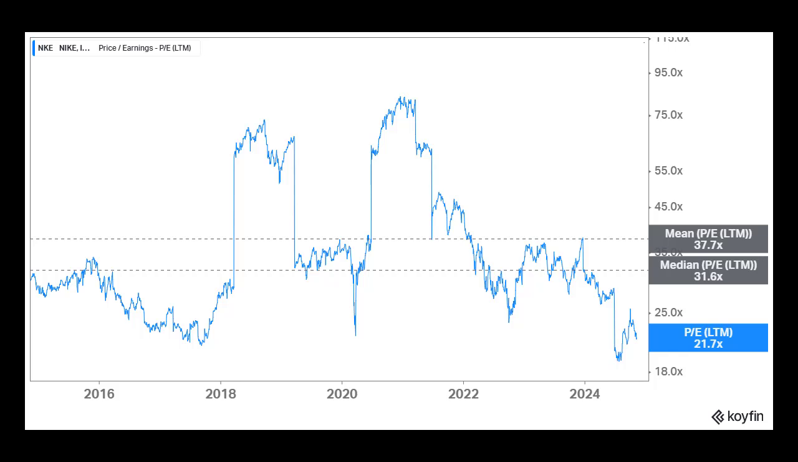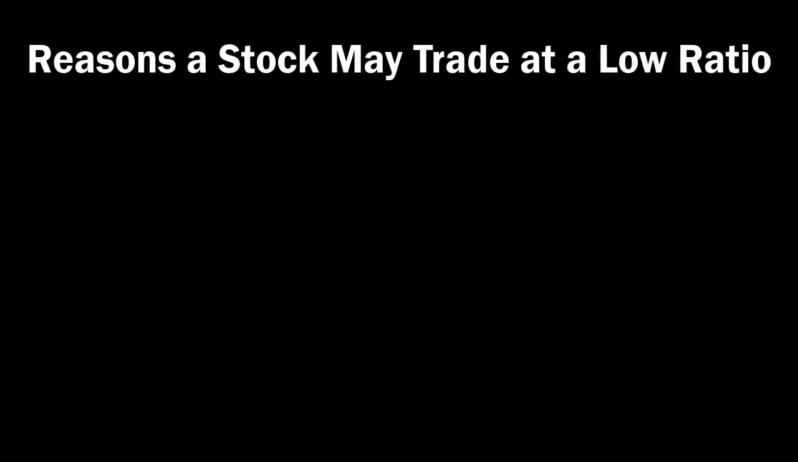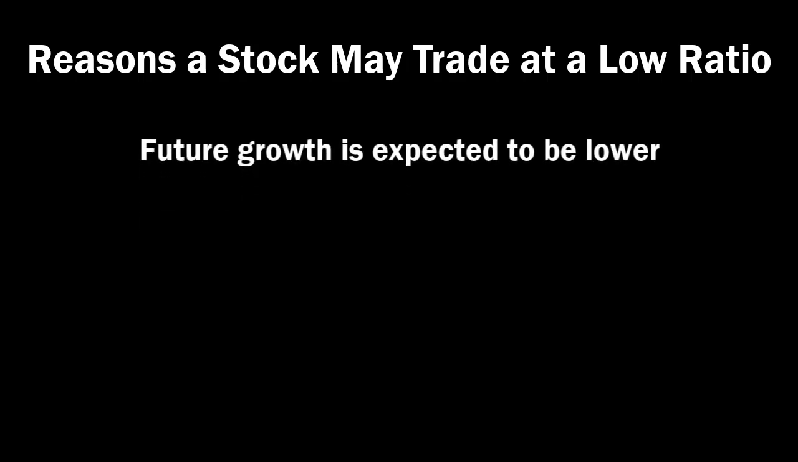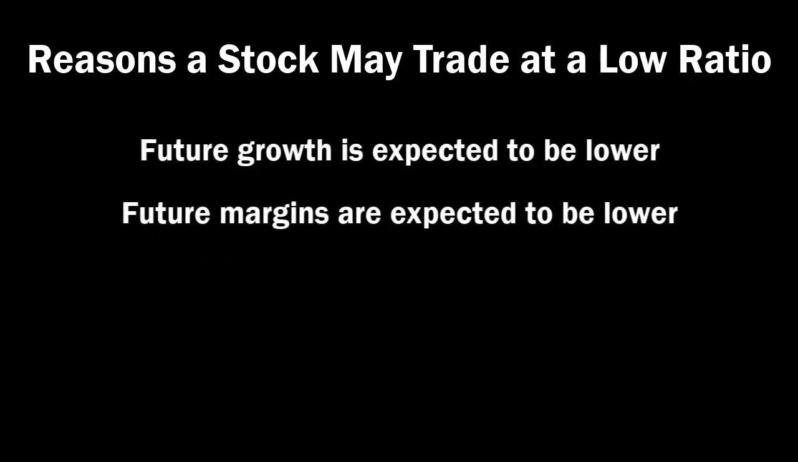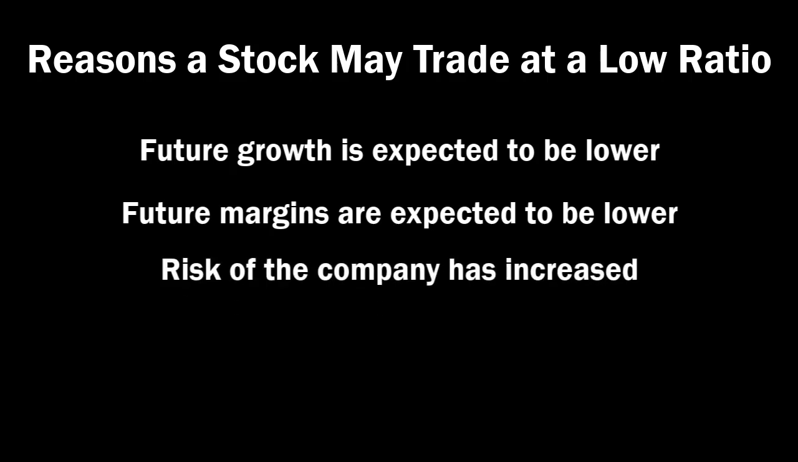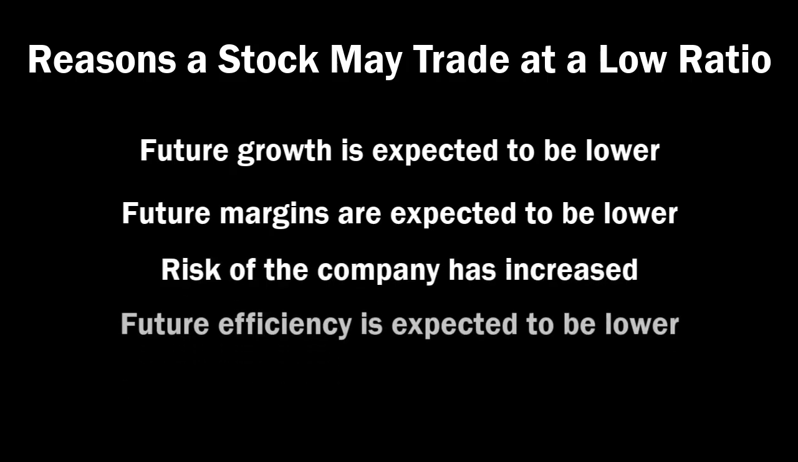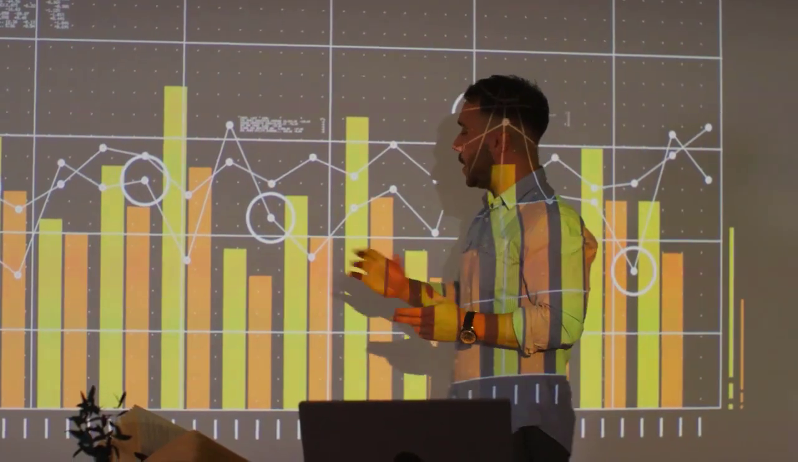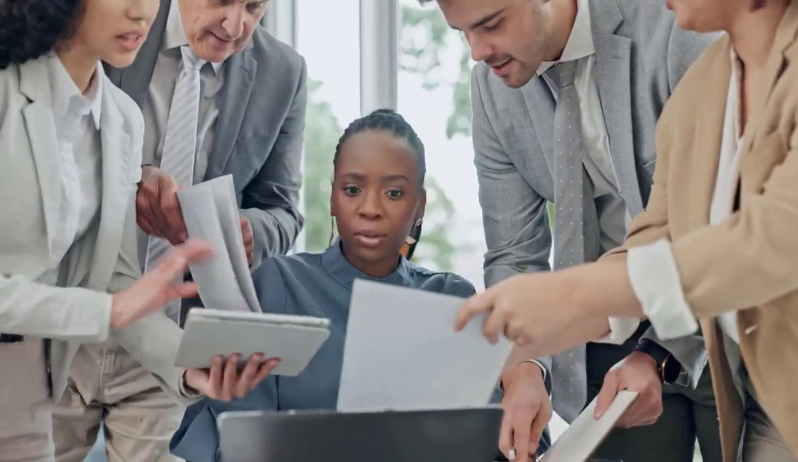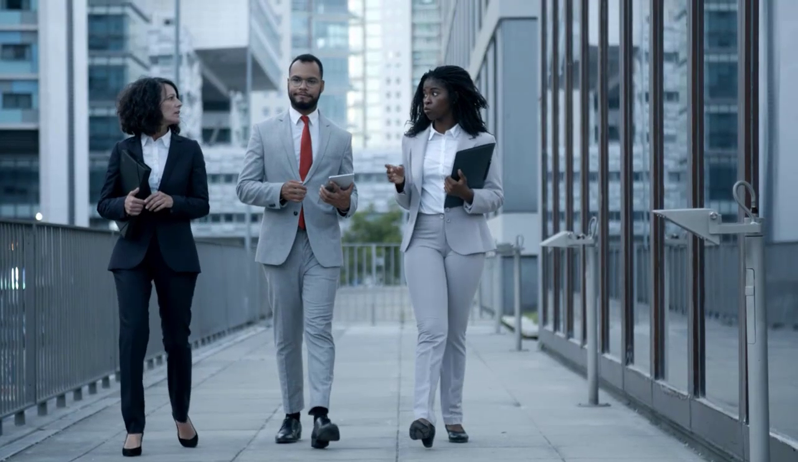I'm not saying Nike is undervalued. There are many reasons the stock will trade at lower ratios, such as future growth is expected to be lower, future margins are expected to be lower, the risk of the company has increased, or future efficiency or return on capital is expected to be lower. The market is mostly efficient. If you find a stock with a low PE, there is probably a good reason. But I don't think the market always gets it right.